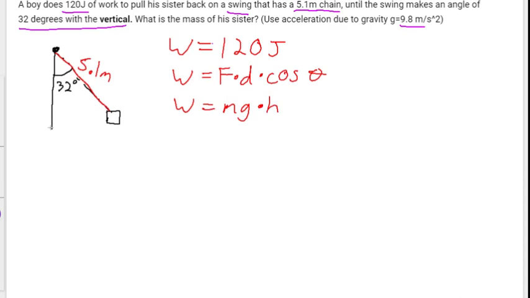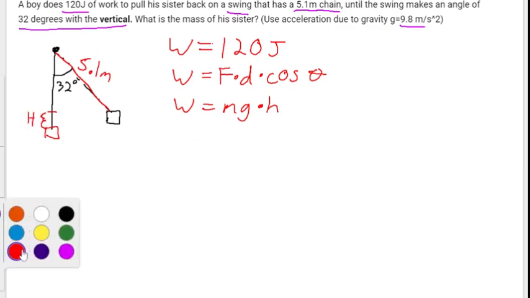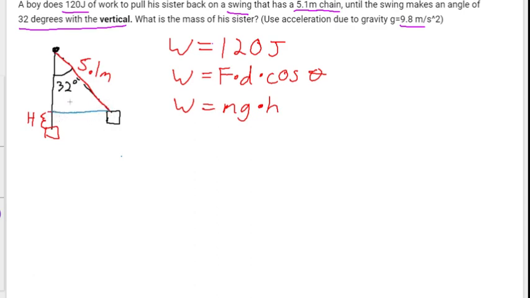Well, we know that the chain, when it lies flat, is 5.1 meters long, but when pulled back, we can see that we are missing some height here. So this part right here is our missing height. Let's go ahead and solve for that. The way I want to approach this is I want to take our vertical axis right here and then attach our horizontal axis right here. So we have our angle, we have a vertical, we have horizontal, and we have our hypotenuse. The vertical side is going to be our adjacent side, and we're going to solve for that.